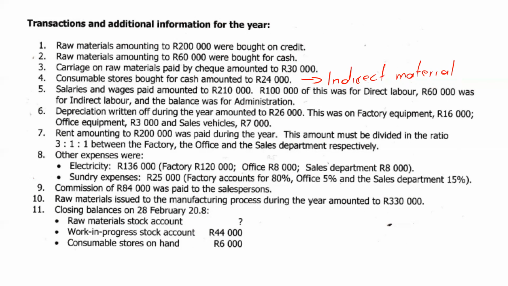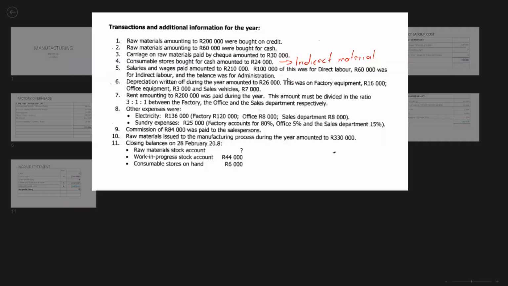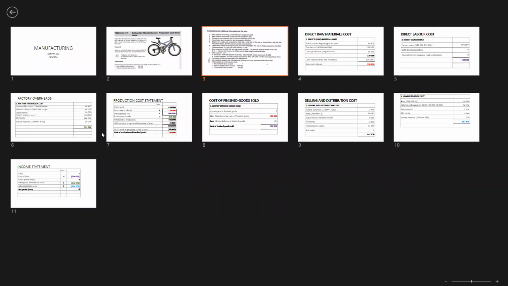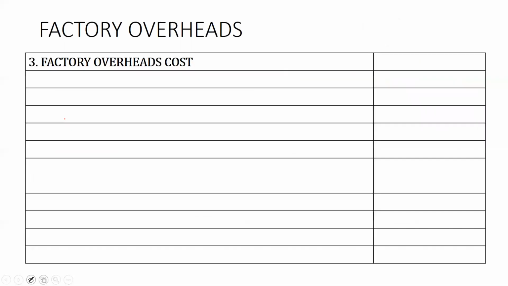And remember the formula for calculating indirect material. It's simply opening balance plus purchases, and then you minus the returns and you minus the closing stock. It'll be returns of raw materials. So I'll go straight to it, and I wrote it here as consumable stores on hand.